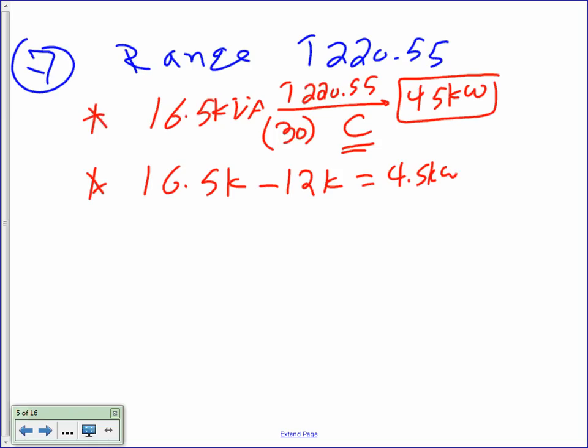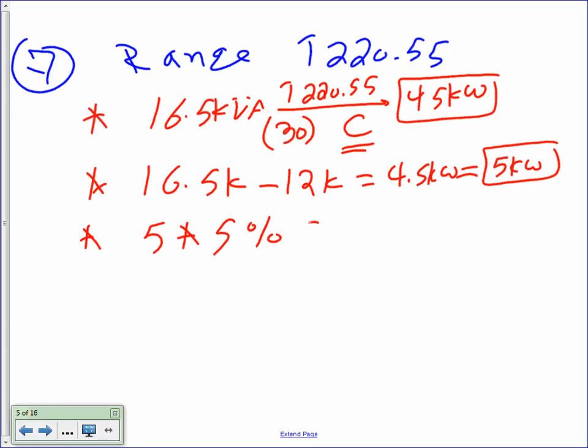4.5 kW approximates to 5 kW, right? Because 0.5 goes up. Then your next standard is that for every kW you multiply by 5%. So that will give you an increase of 25%. Everything that I'm writing right now, guys, is from note number 1.